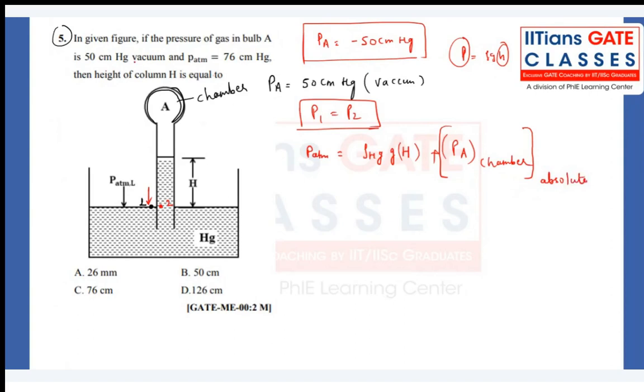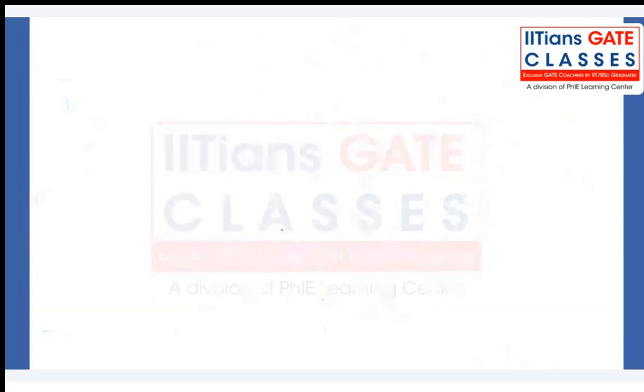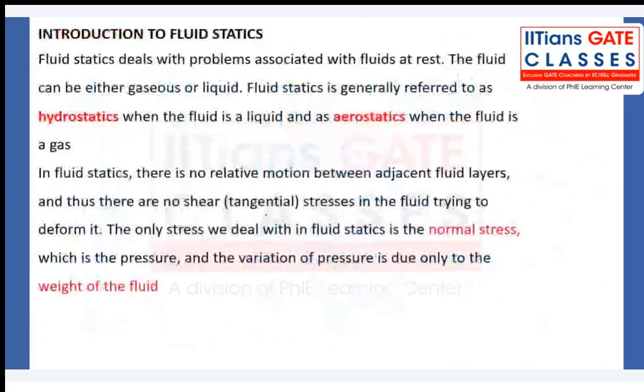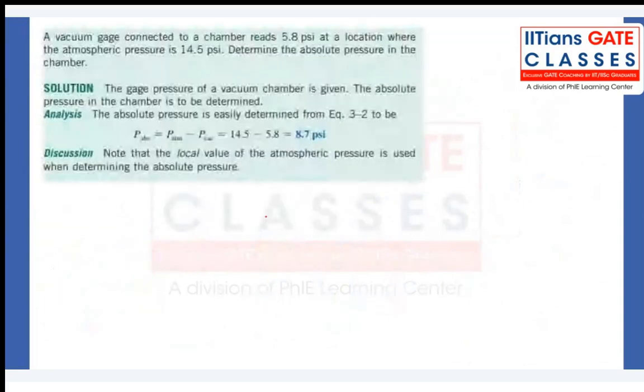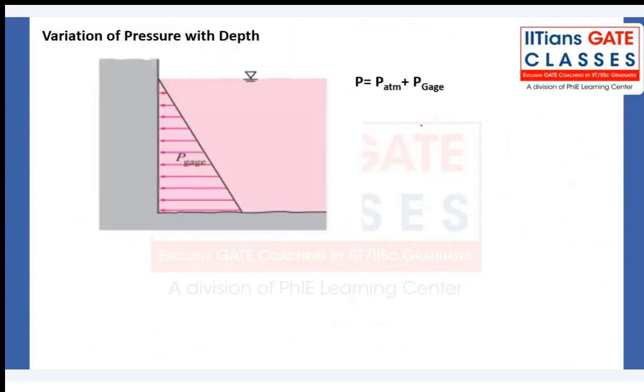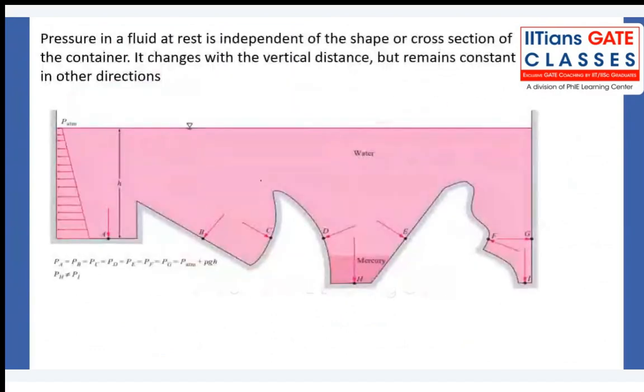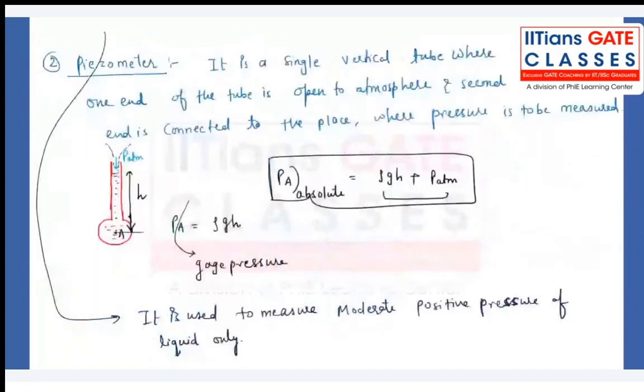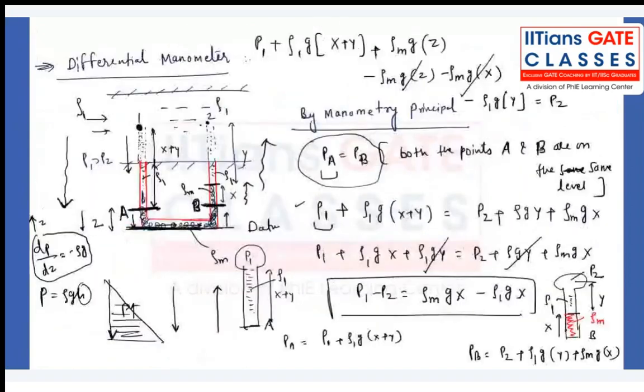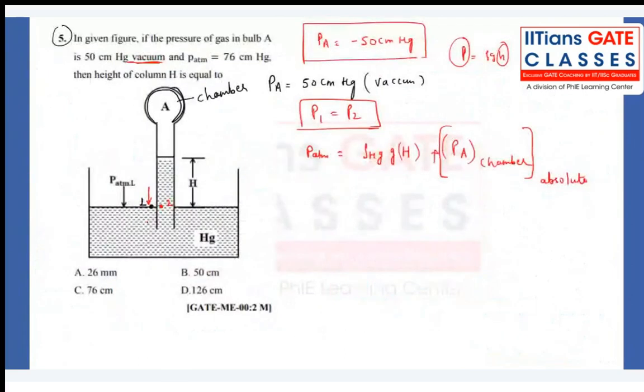vacuum. You guys are not revising the previous classes, or I don't know what is happening. I already gave that example in class. Here, a vacuum gauge is connected at a particular chamber which reads something like 5.8. That is a negative gauge pressure only. It's a vacuum. Before coming to my classes, please revise your previous notes multiple times. Again, I'm telling you. Getting my point or not, guys? Understanding?